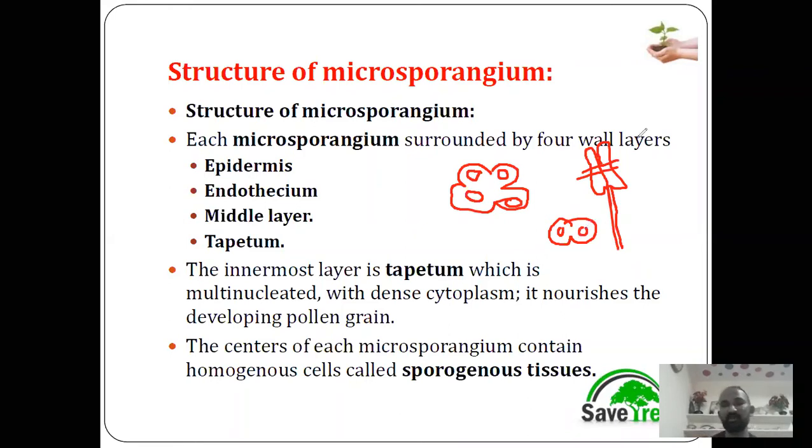When we go to the cross section of this anther, it shows four layers, four walls. It is an important 8 marks question: the structure of microsporangium.